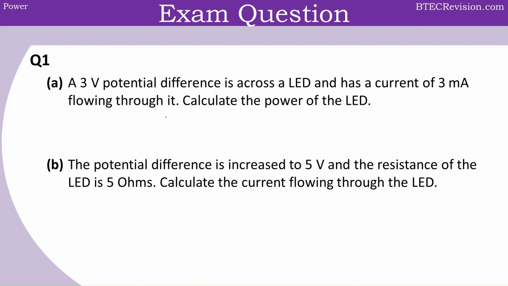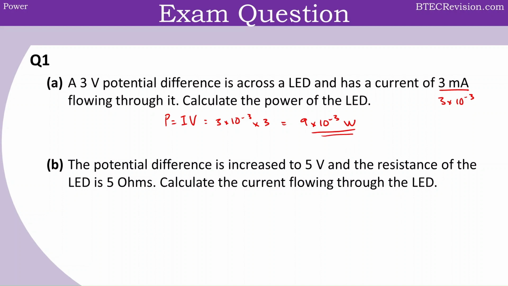You can start by writing down an equation. Power equals current times voltage. And we know our current is 3 milliamps, so we can convert that. So that's 3 times 10 to the power minus 3. And the voltage is 3 volts, so times 3. And that's equal to 9 times 10 to the power minus 3. And that would be watts.